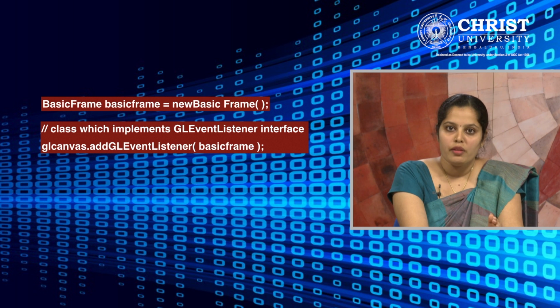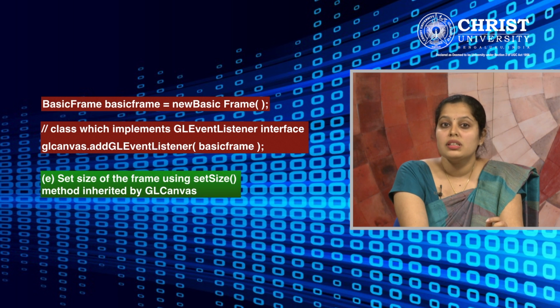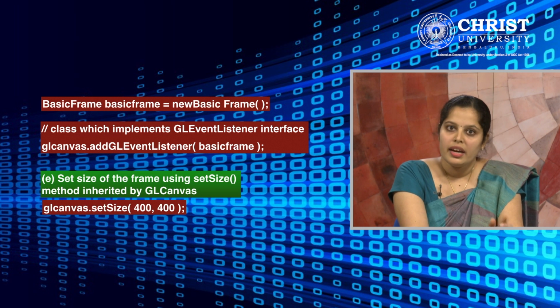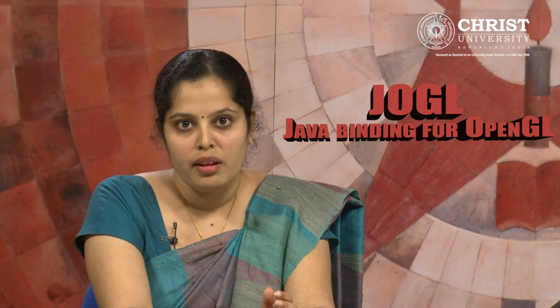Then we will add the listener to the canvas. For that we have glCanvas.addGLEventListener, in brackets we can write basicFrame. We can set the size of the frame using the setSize method inherited by the GLCanvas class. So, the method will be glCanvas.setSize, and then you can specify the size over there. Now, we are ready with the GLCanvas.